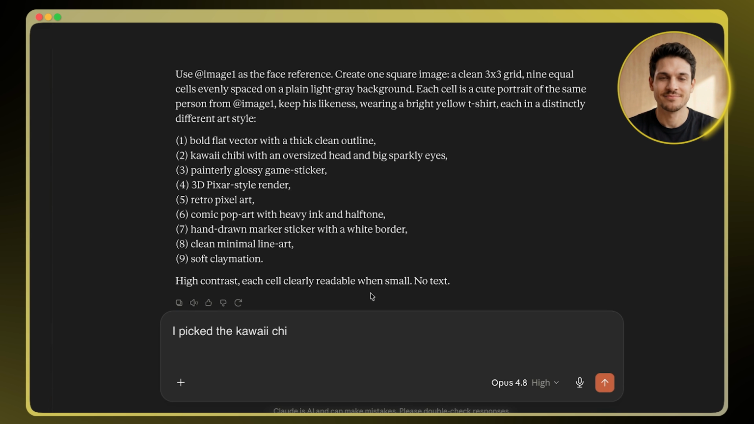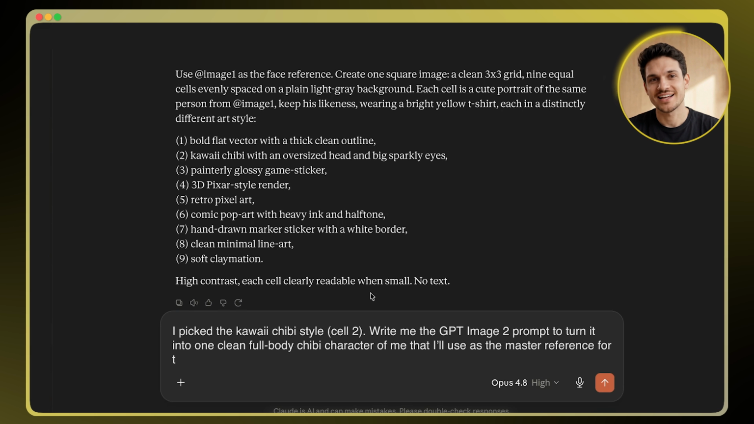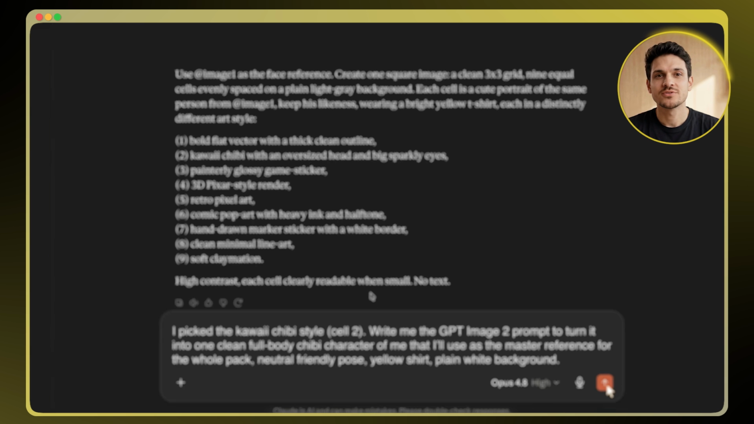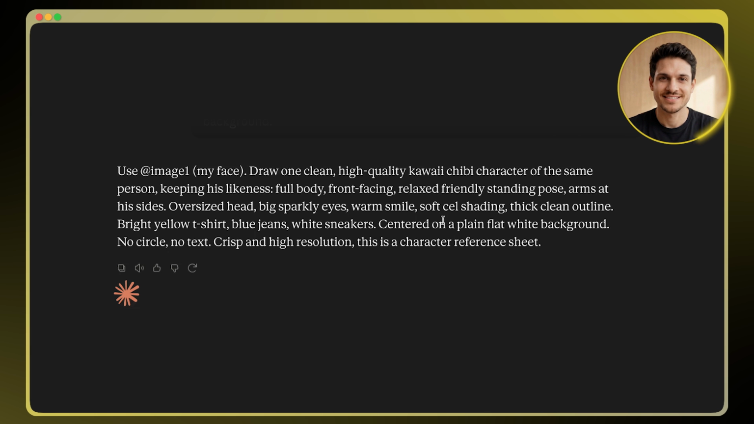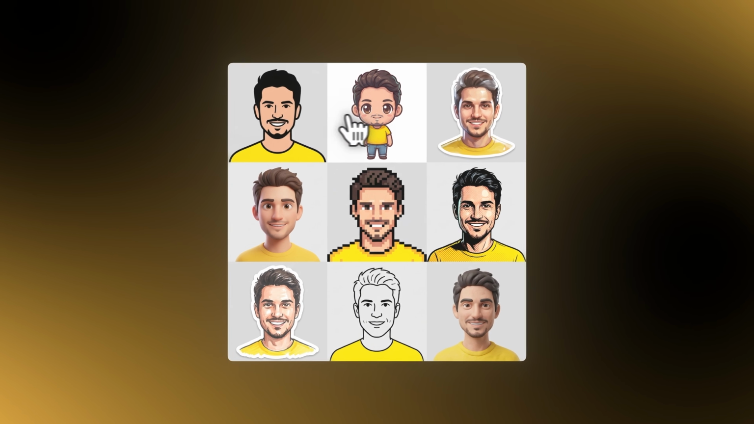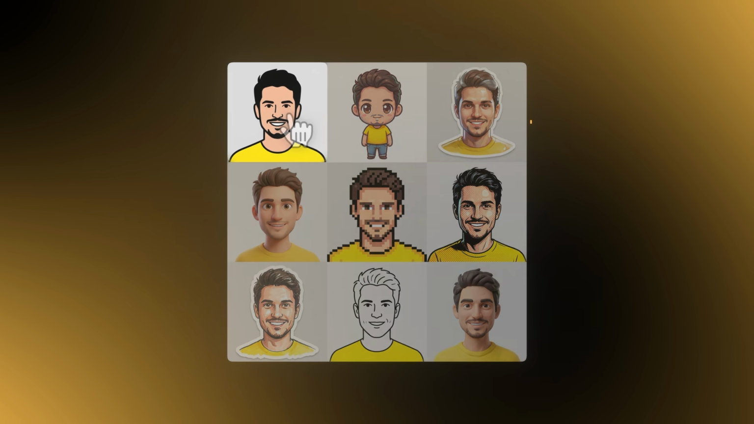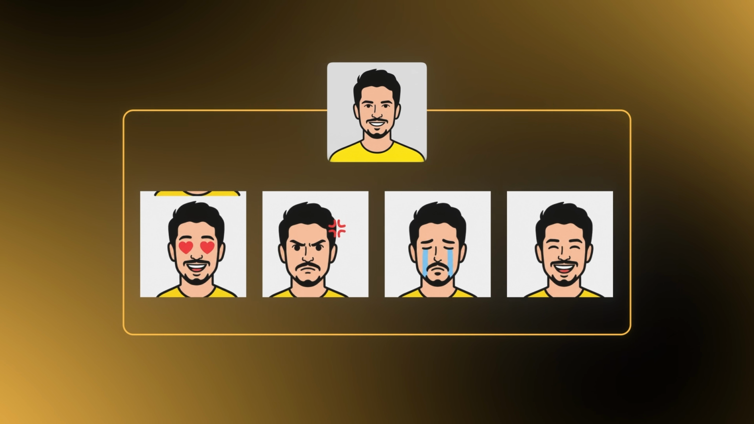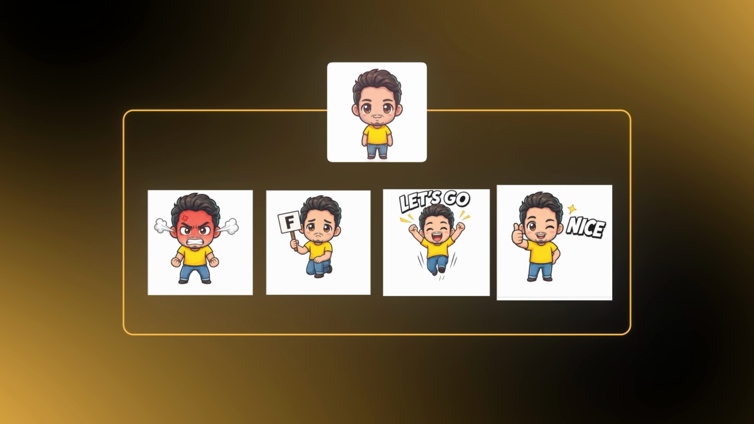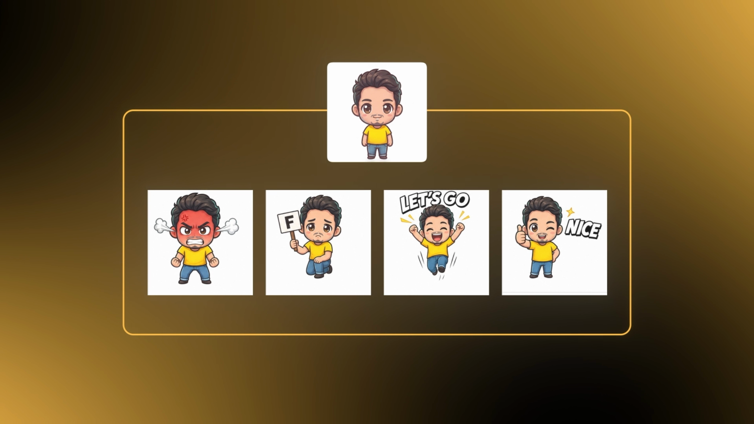I'll just tell Claude that I picked the chibi style, and ask for a prompt that turns me into one clean, full body version of that character. Since it wrote the style sheet in the first place, it already knows the exact look I mean, and it writes me this. It's worth taking a minute to get this master right, because every emoji is going to inherit whatever this image looks like, so any mistake here shows up in every single one, and that one clean image is my starting point now, the single reference that every emoji in the pack gets built from.